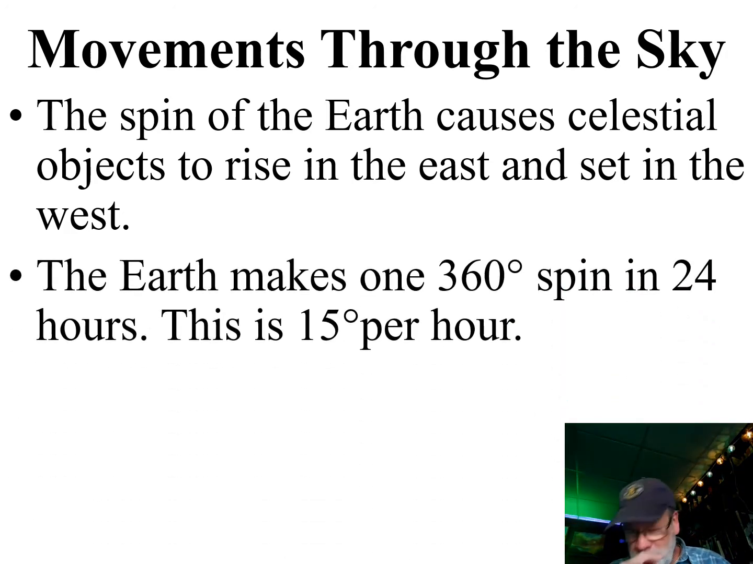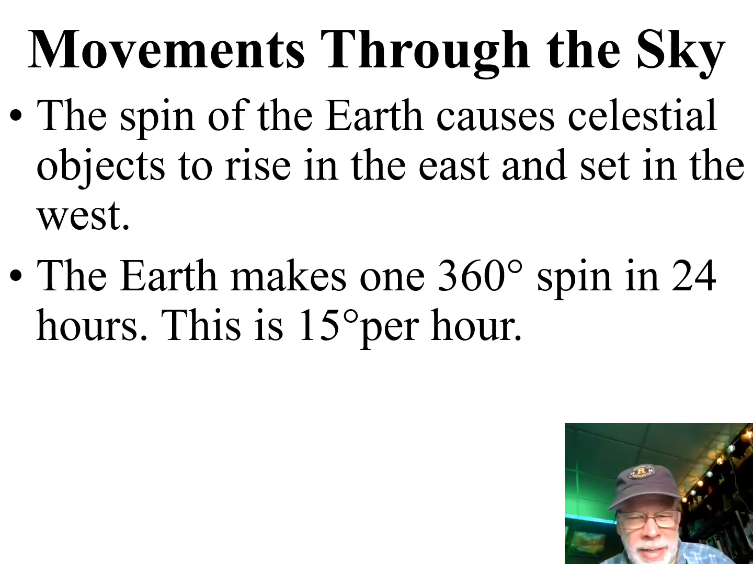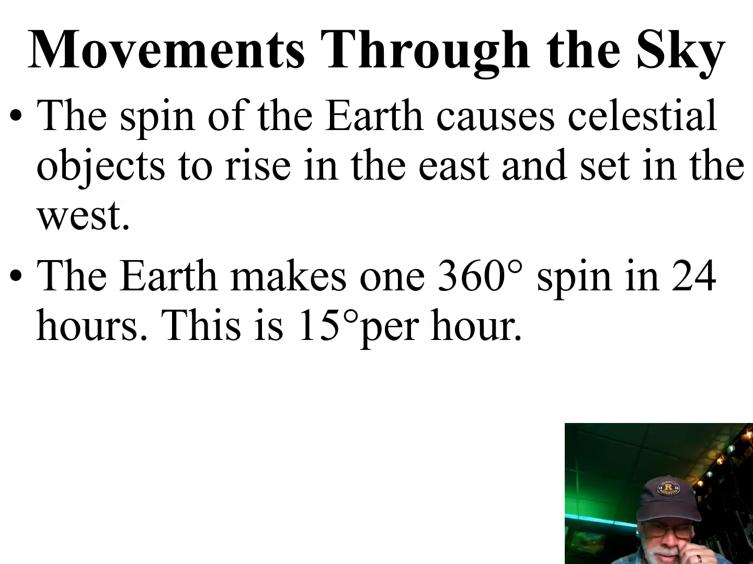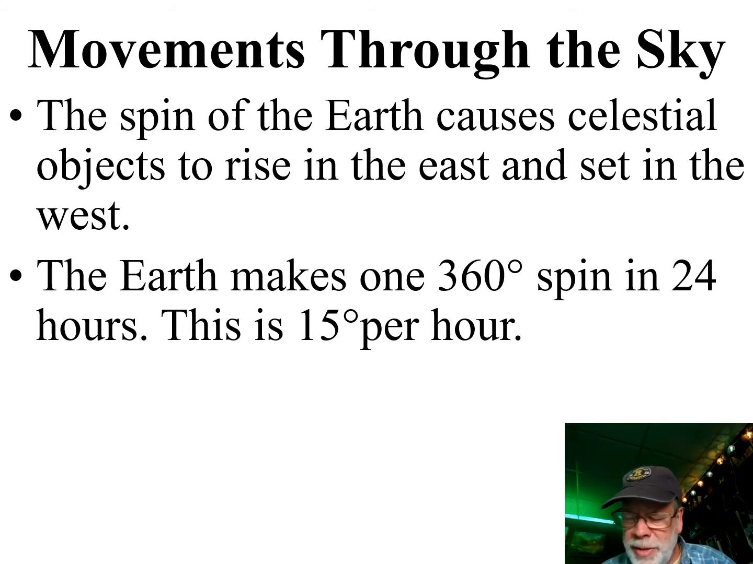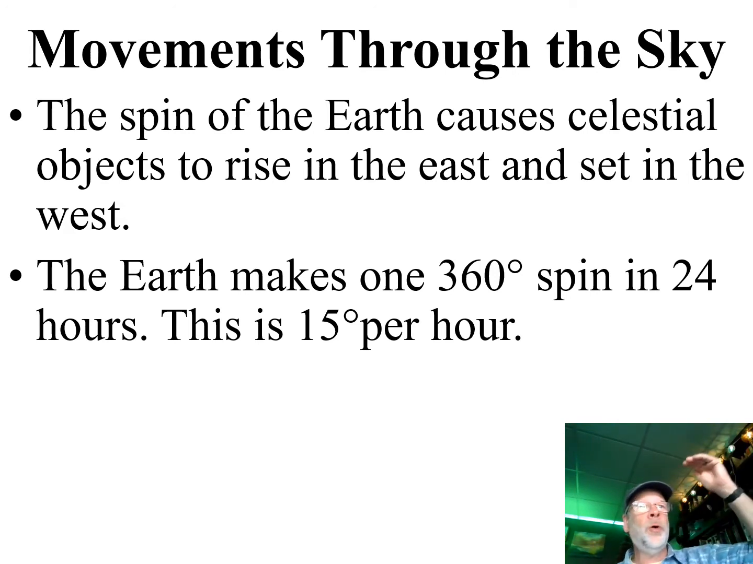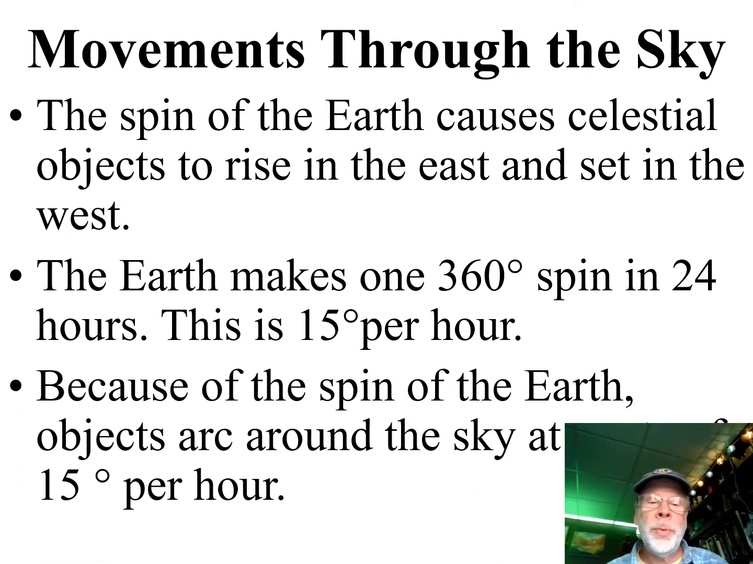So if we turn one complete turn in a day, 24 hours, that's 360 degrees. In 24 hours, when you do the division, that's 15 degrees turning every hour. So everything in the sky would appear to move over us at 15 degrees per hour. All right, nice and easy. 15 degrees per hour. I'll show you a little bit later how you can measure it with your hands.